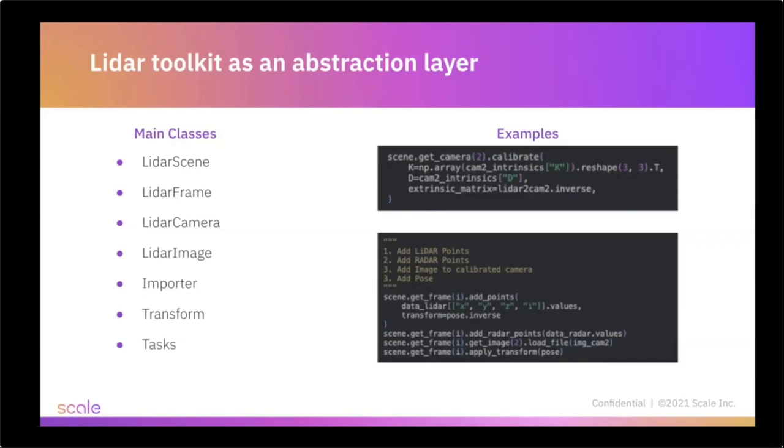So on the left, we do have two simple examples of how to use these classes. I would like to highlight the first one because I really like how simple it is. This is the camera.calibrate. This example illustrates how easy it is to ingest your camera calibration into the LiDAR Toolkit. So as you can see, in a few lines, you can calibrate the camera and it's super easy to understand what you are doing.